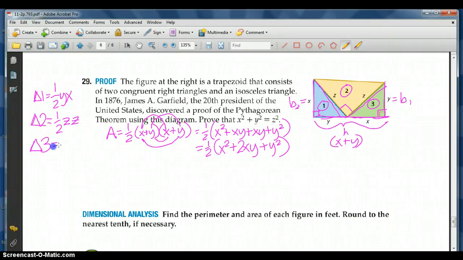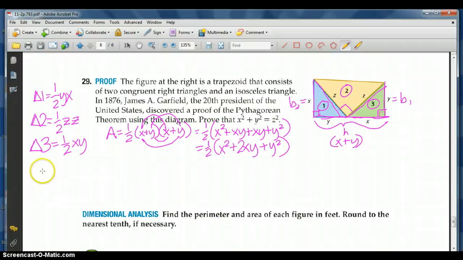And triangle 3, half of the base times the height, so half of x is the base, y is the height. So there is an expression for each area. Now to get this total area, we would add those three areas together.